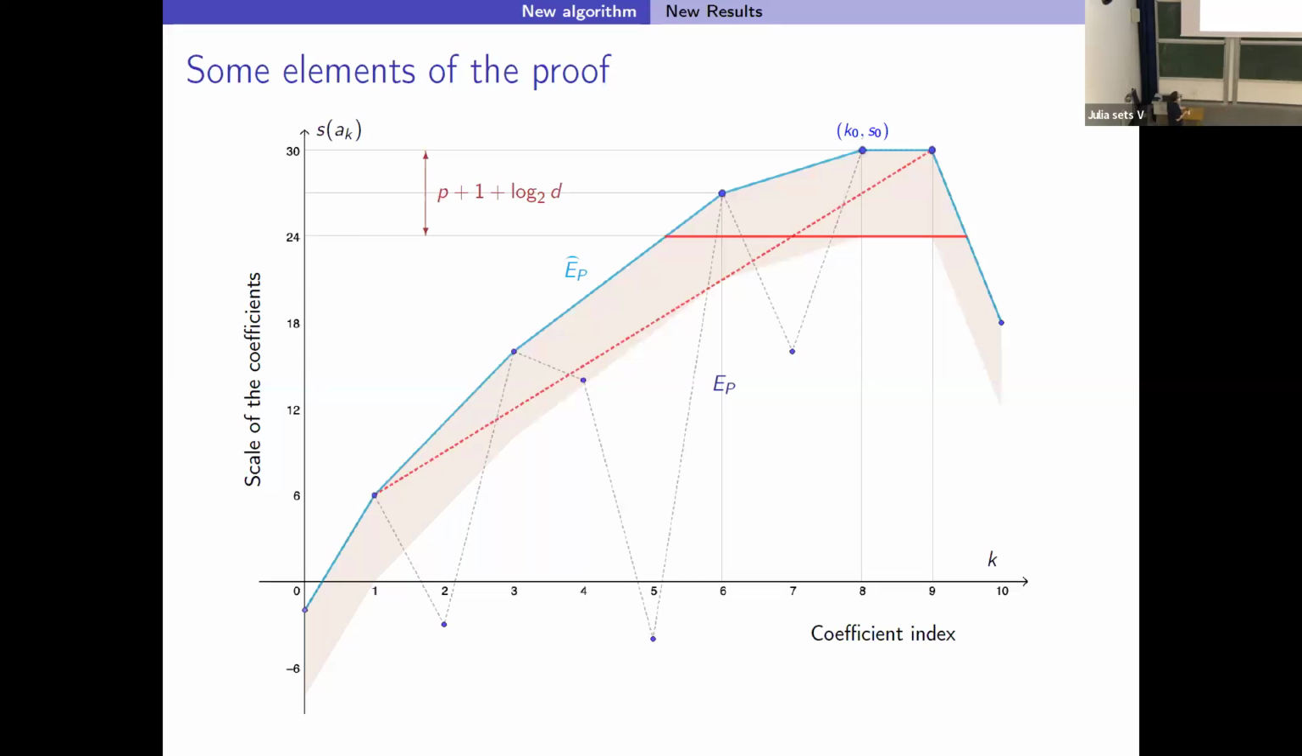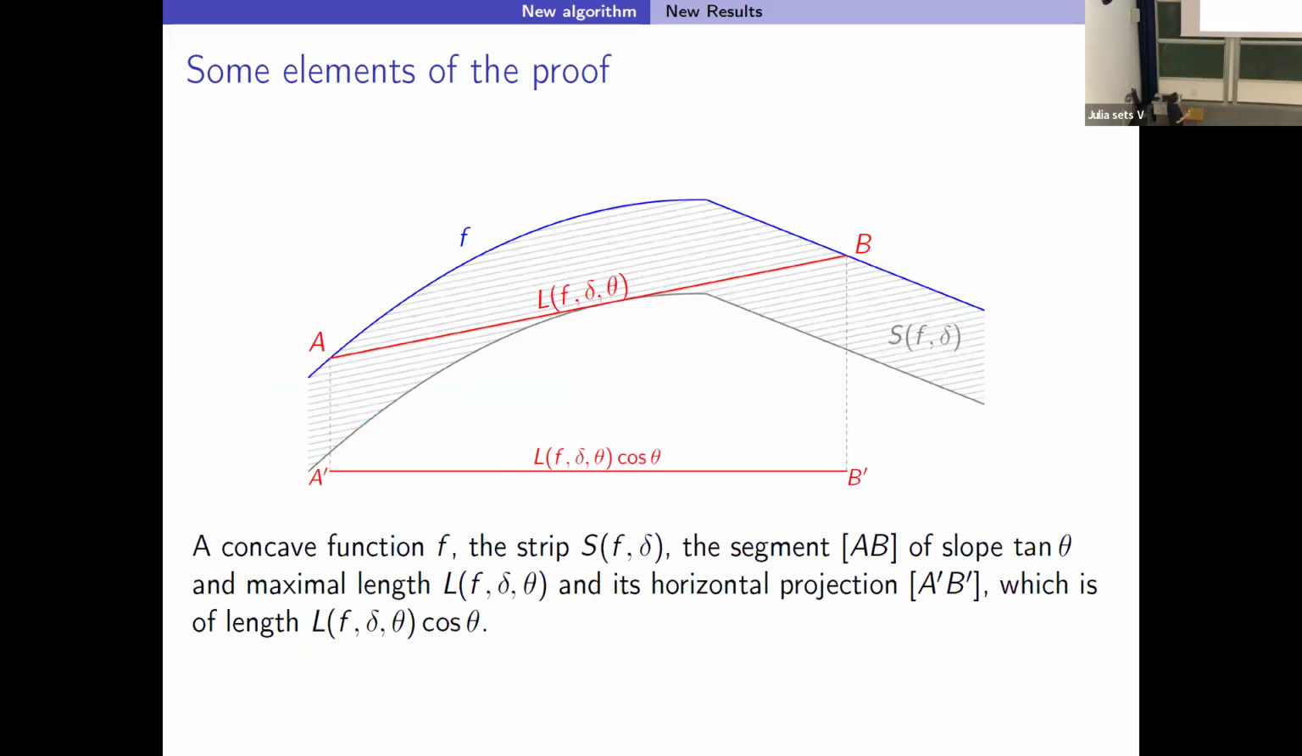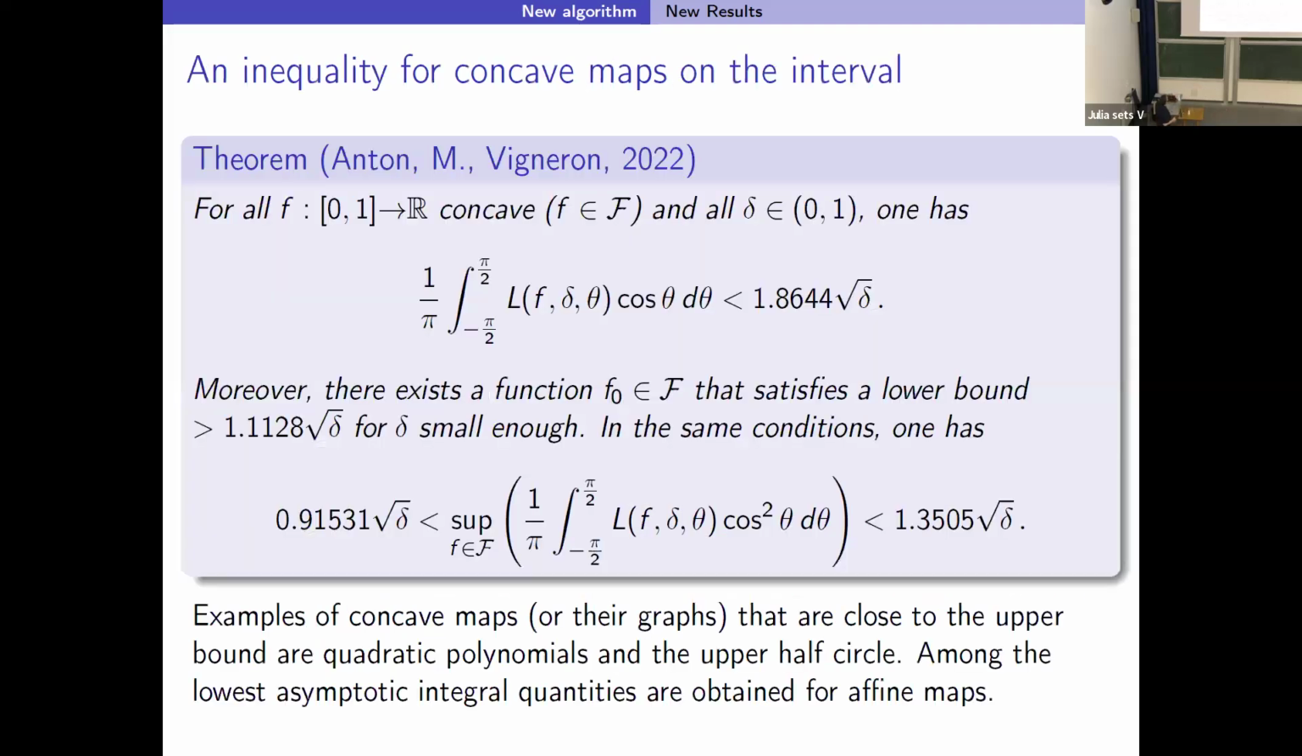So then what do you need to prove to have average complexity of your algorithm? You just have to take the average of the length of this projection. So you prove an inequality for all concave maps of the interval. If you integrate this thing, it behaves just like the square root of delta with a very precise, low constant. It's not an astronomical algorithm. It's not 10 to the 100. And there are examples which show that this constant is not very far from the optimal.